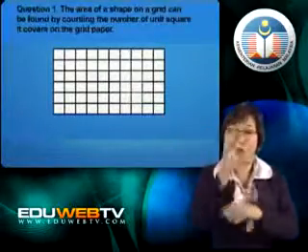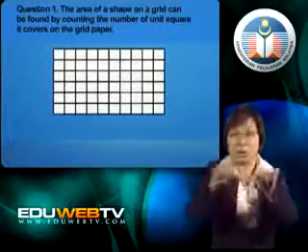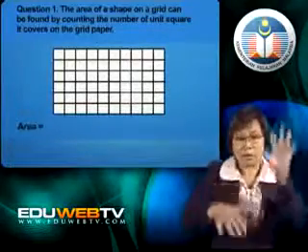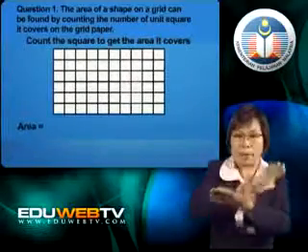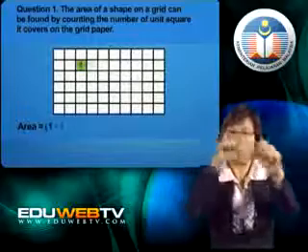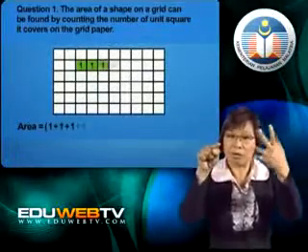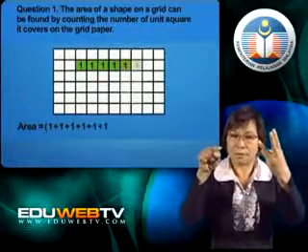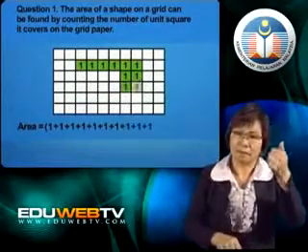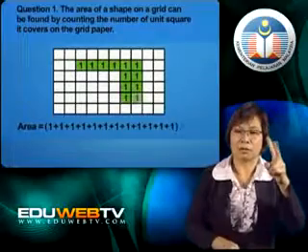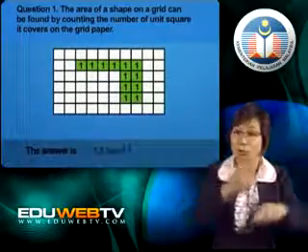Look at the diagram. In this question, the area of a shape on a grid can be found by counting the number of unit squares it covers on the grid paper. Let's count the squares. 1, 2, 3, 4, 5, 6, 7, 8, 9, 10, 11, 12. The answer is 12 units square.